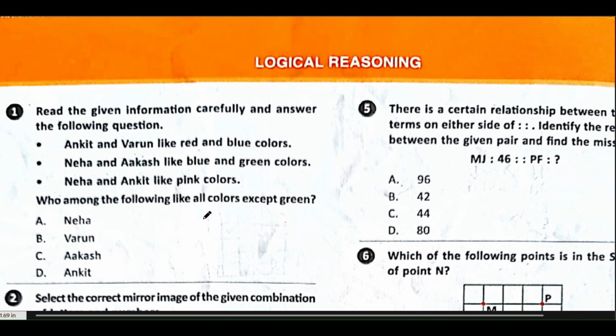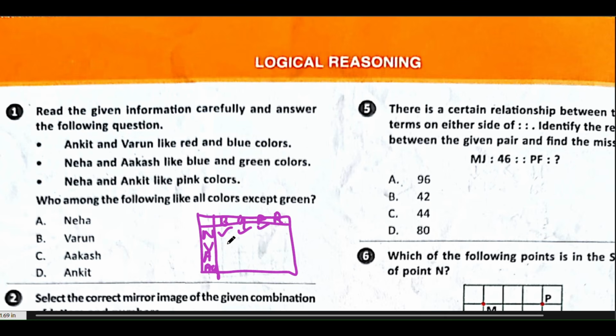Here we can make a table. So here we will write the short form of the names. So Neha, Varun, Ankit and Akash. So Neha likes blue. So this will be blue, green, pink and red. So Neha likes blue and green colors. She also likes pink color.